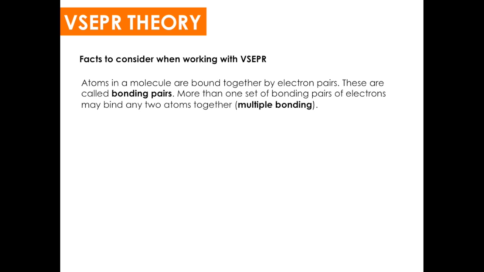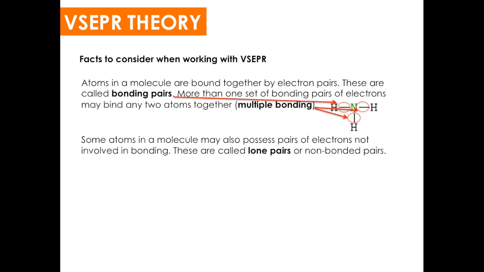Facts to consider when working with VSEPR. Atoms in a molecule are bound together by electron pairs. These are called bonding pairs. More than one set of bonding pairs of electrons may bind any two atoms together, causing multiple bonding. Some atoms in a molecule may also possess pairs of electrons not involved in bonding. These are called lone pairs or non-bonded pairs.